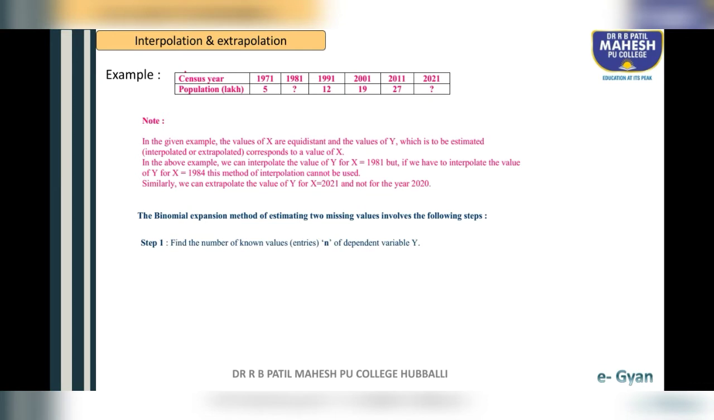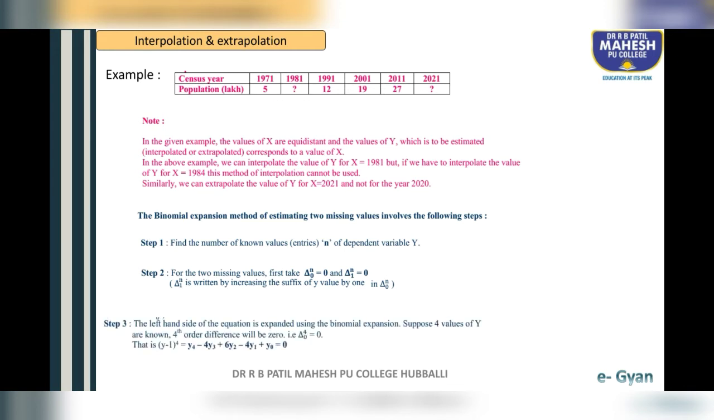The first step is to find the number of known values, that is n, of the dependent variable y. First you should know the number of known values, n. After knowing that, the second step is, for the two missing values, first take delta 0 raised to n equal to 0 and delta 1 raised to n equal to 0. Delta 1 raised to n is written by increasing the suffix of the y values by 1 in delta 0 raised to n.